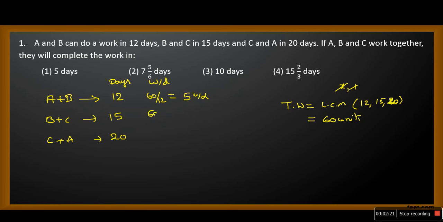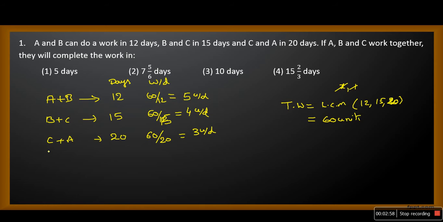Similarly, for B and C, 60 by 15, sorry, 60 by 15. 60 is the total work and 15 is the days. To do 60 units, B and C together are taking 15 days. So in 1 day, B and C together will do 60 by 15, that equals 4 units per day. Now, to do 60 units, C and A are taking 20 days. Per day, C and A will do how many units? 60 by 20, that equals 3 units per day.